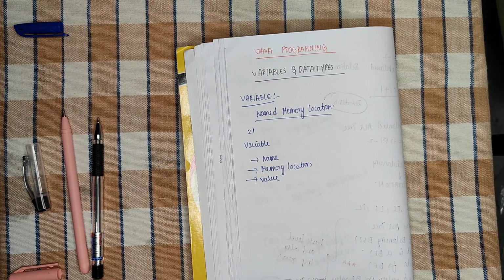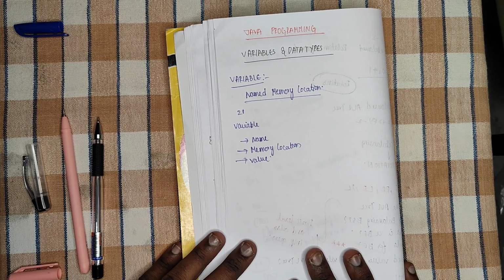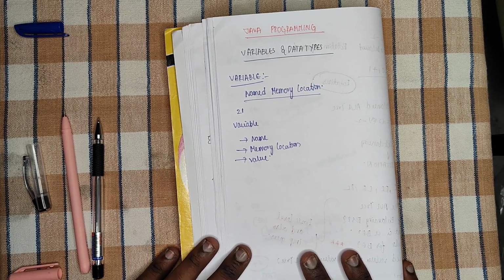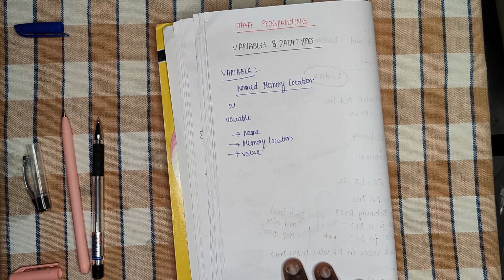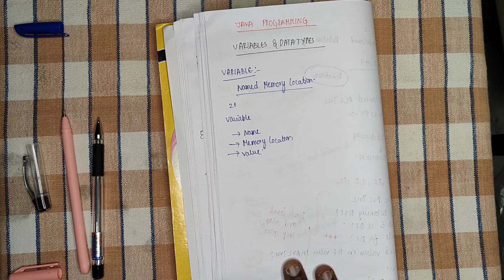For a real life example, imagine your college has thousands of students. Suppose your college has lockers, and each student gets one. A locker has a unique number, a place to store things, and some items stored inside. Similarly, a variable has a name, a memory location, and a value.